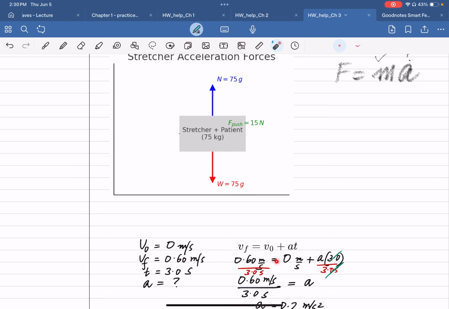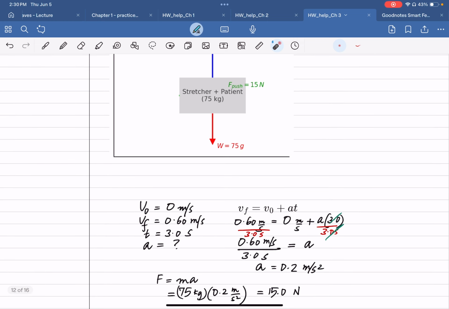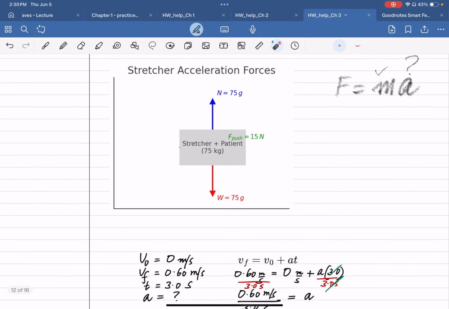So 0.60 is equal to 0 plus a, because we don't know a, we just leave it as a, times time, which is 3. And then this 0 does nothing. So just divide both sides by 3.0 and then get the answer for the acceleration. Once you get the acceleration, multiply it with the mass, which is 75. Remember, 60 plus 15. And then you get 75 times 0.2 is 15.0 newtons.